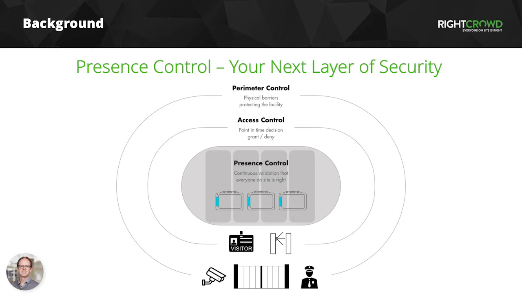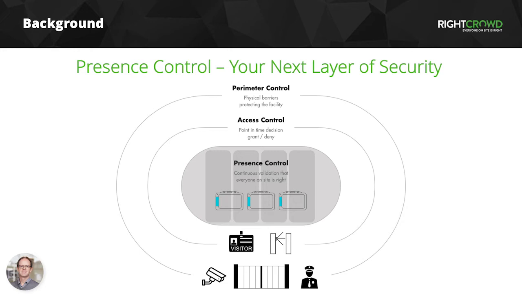Presence control is really a layer on top of access control to make physical security and safety stronger in large organizations. With access control, which I assume you're all familiar with, what you're trying to do at the point of entry, when someone tries to enter a site or a facility, is to validate: is that person allowed, yes or no? And then if so, open a gate, open a door, something like that.